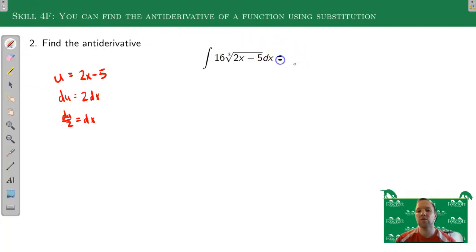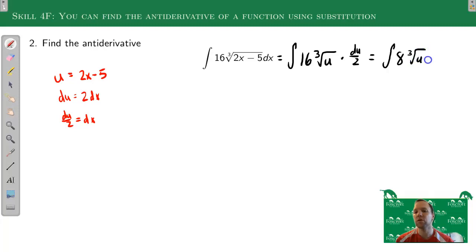All right, so now my integral becomes 16 cube root of u times du over 2. And here's where it's important to write out all this red stuff, because these numbers don't completely cancel out, but I do get a little bit of simplifying, and now it's just 8 cube root of u du. And now I just need to remember how to take the antiderivative of this.